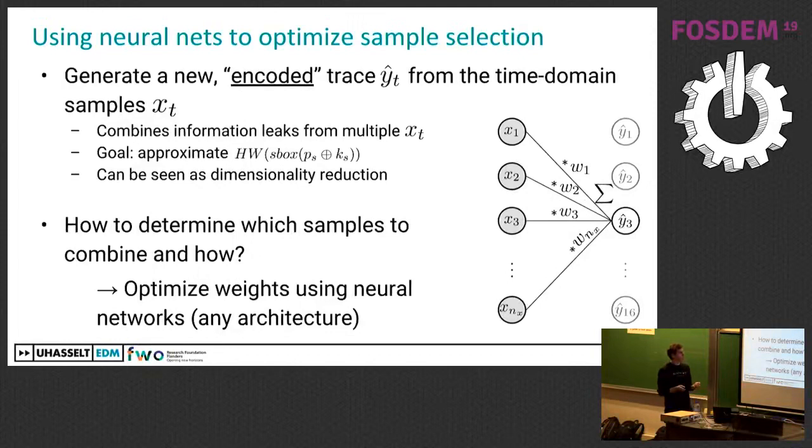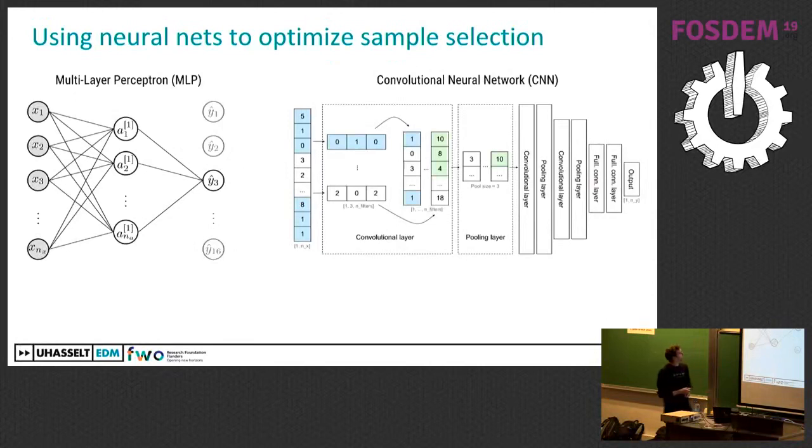So now, how do we determine which weights to allocate to these samples and how to combine them? Well, we can just optimize any neural network architecture. So we can use, for example, multilayer perceptrons. You can use a convolutional neural network if you have some time-shifted data. So the architecture doesn't really matter as long as you end up with these encoded samples that combine the information from the original trace. Maybe also interesting to note is that in this case I used 16 samples for the encoded trace, where the first sample should contain all the information that's required for guessing the first key byte, and the last one for the last.